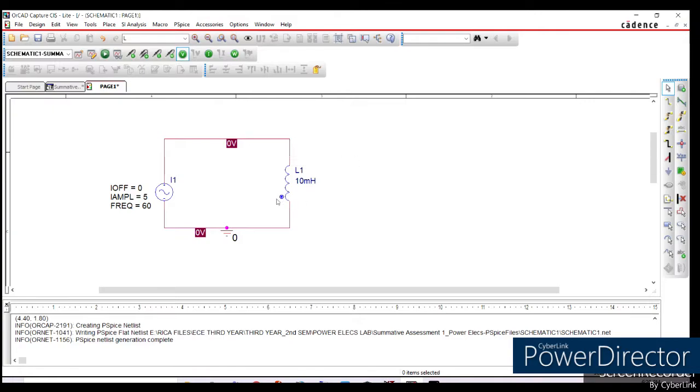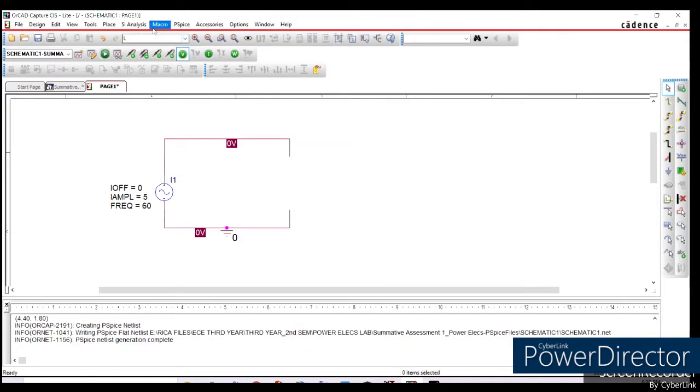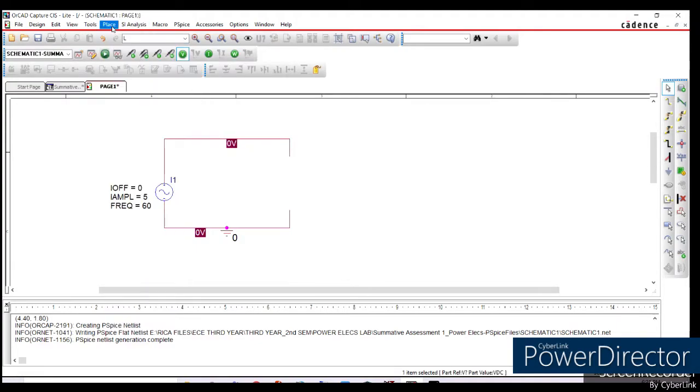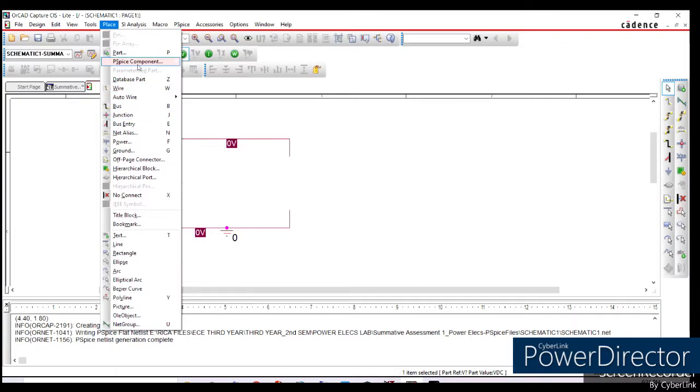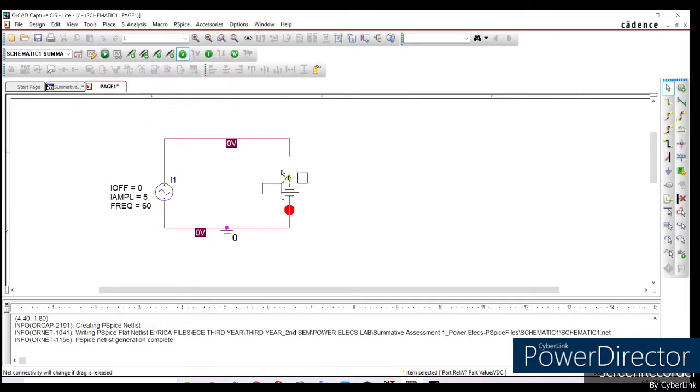Our third condition is wherein there will be a 12 volt DC source connected to our circuit. So let's place another component here. That will be a 12 volt DC source. Let's place another source. This will be a voltage source, and then DC. We will be connecting it in series with our current source. Let's escape and then connect the component again.